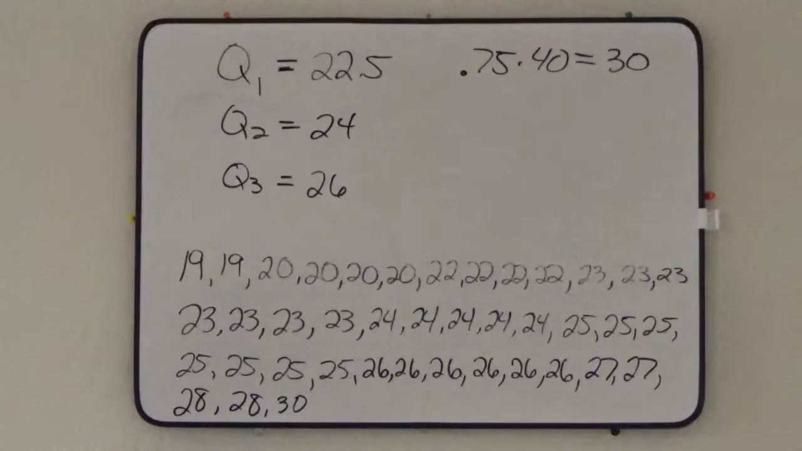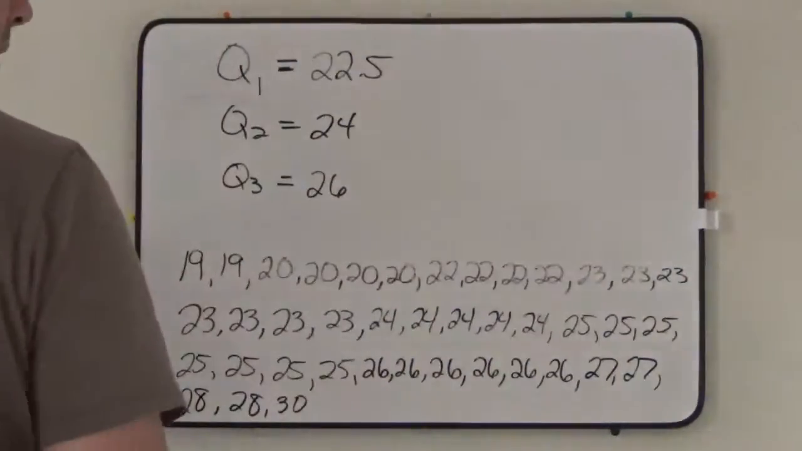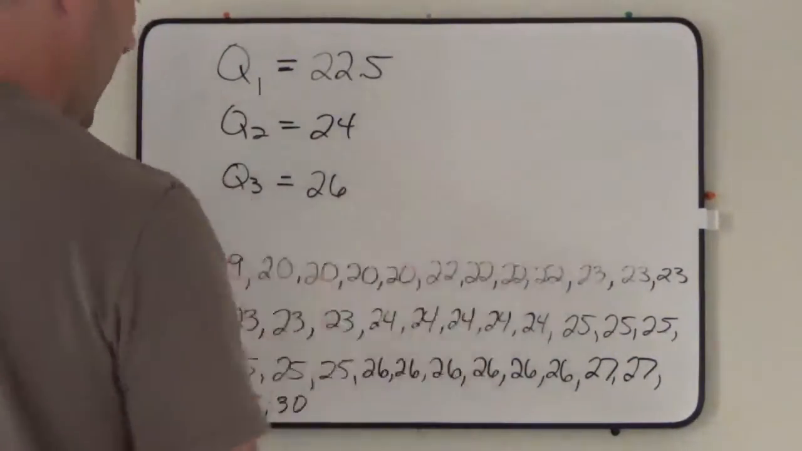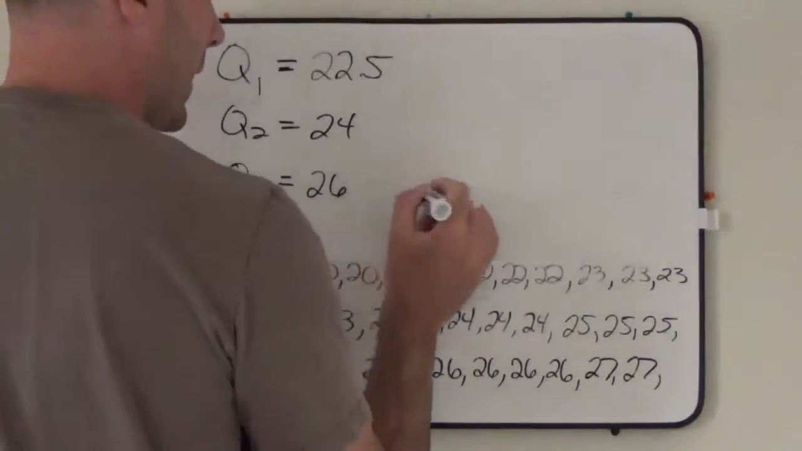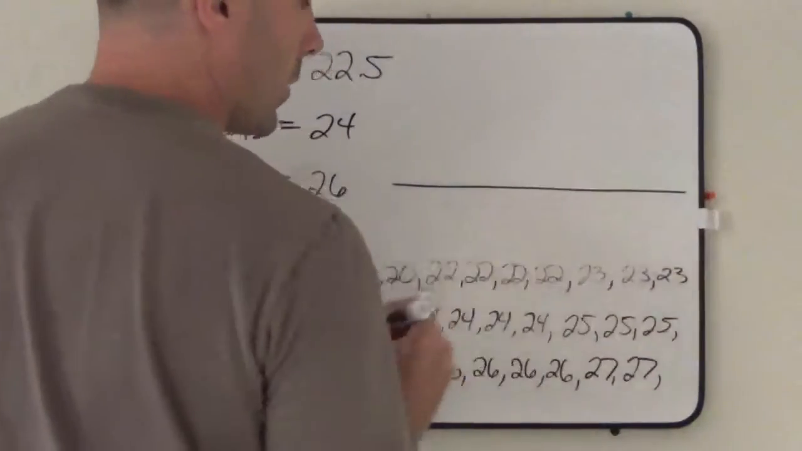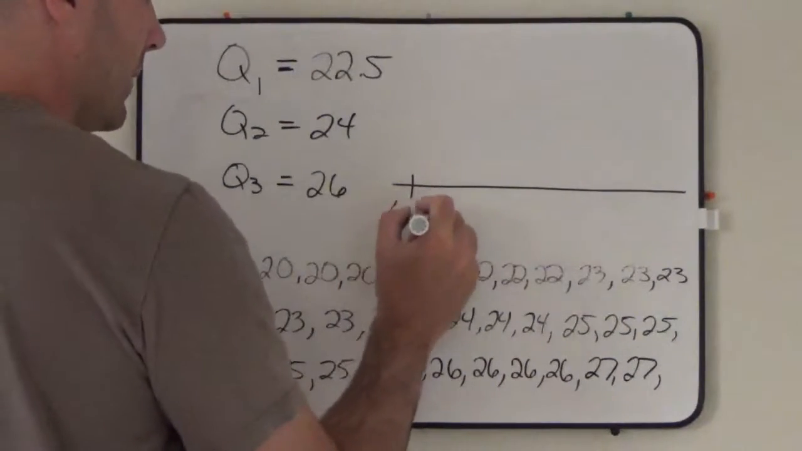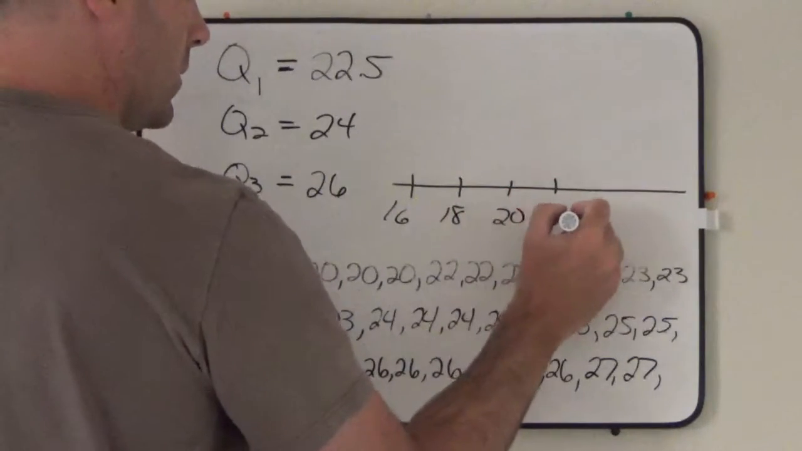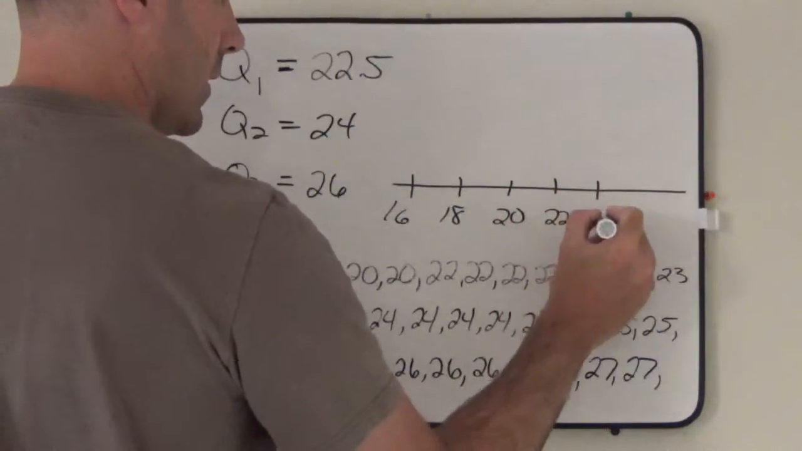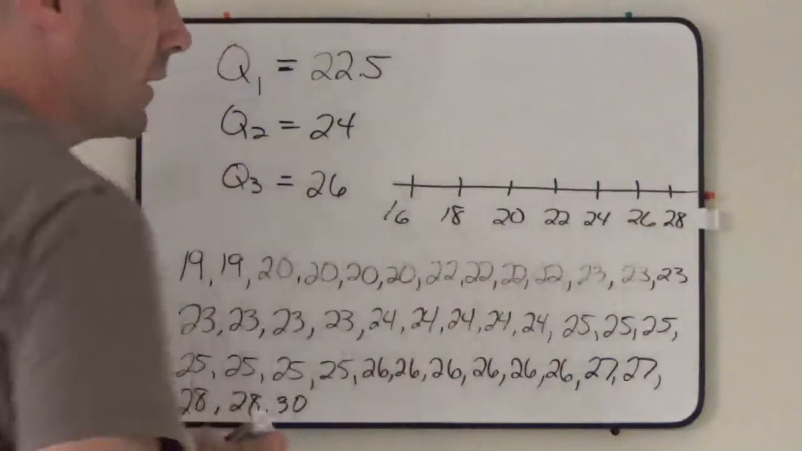Now let me show you what we do with this information to do a box and whisker. A box and whisker plot, I'm going to draw a number line that represents all the data within this sequence. This goes from 19 to 30. So I'm probably going to go by 2s. You can choose a scale that works for you. Hopefully you can see this on the screen. I'm going to start at, let's just say, 16. My next one over will be 18, 20, 22, hopefully this fits on here, 24, 26, 28, and we'll have 30 at the very end.